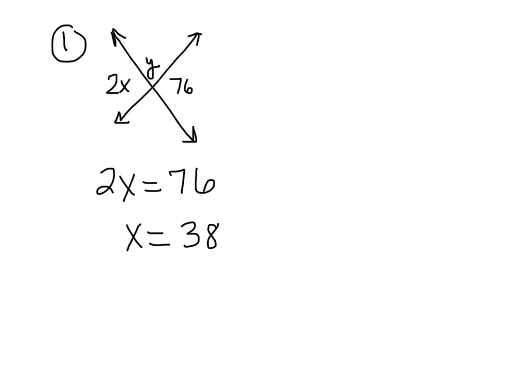Now, we could also say that y and 76, they're supplementary. They make a straight line. So we know they add up to 180, so if you really wanted to, you can write an equation, or you can just take 180 minus 76. And 180 minus 76 gives you 104. So the value of x is 38, the value of y is 104.